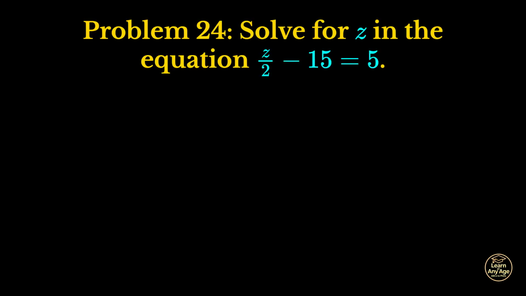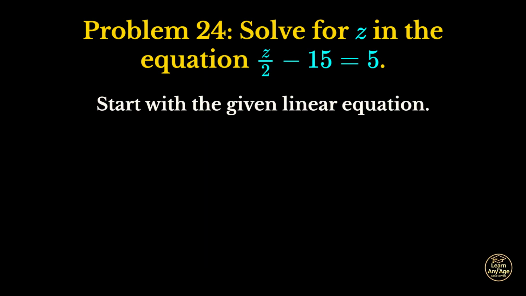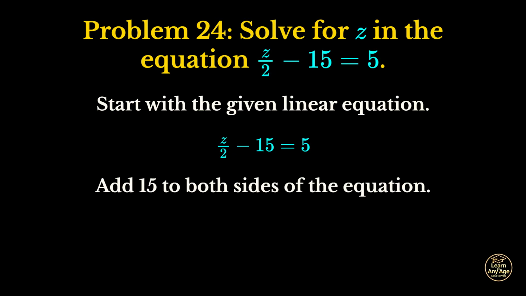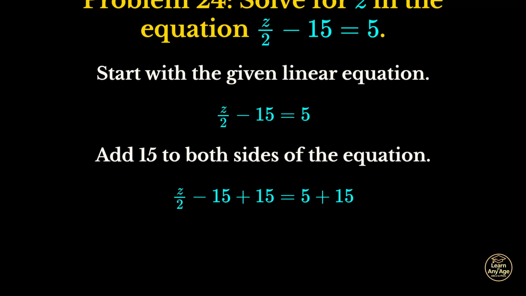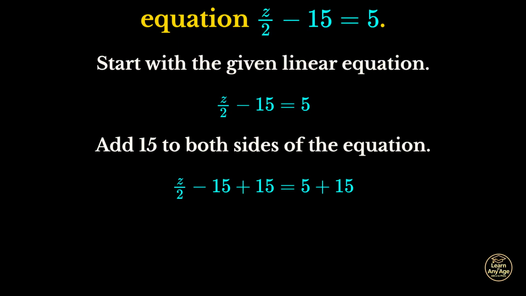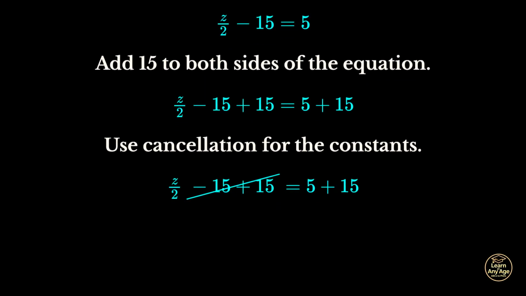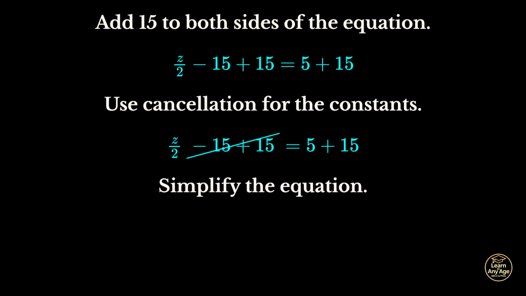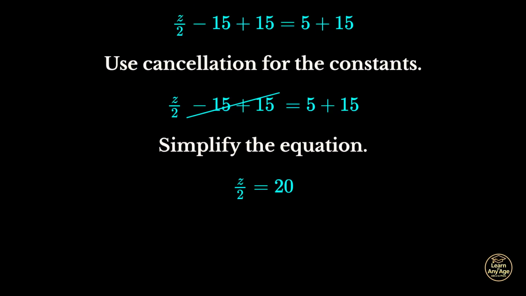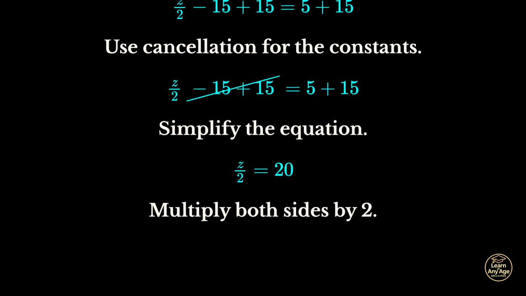Problem 24, solve for z in the equation z over 2 minus 15 equals 5. Start with the given linear equation. Z over 2 minus 15 equals 5. Add 15 to both sides of the equation. Z over 2 minus 15 plus 15 equals 5 plus 15. Use cancellation for the constants. Z over 2 minus 15 plus 15 cancelled out equals 5 plus 15. Simplify the equation. Z over 2 equals 20.